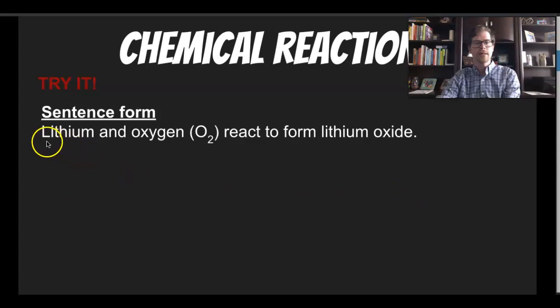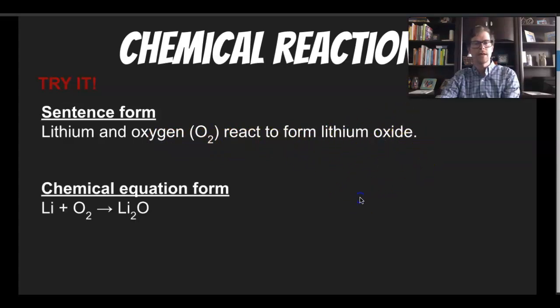All right, welcome back. Let's see how we did. So lithium, we look up on the periodic table, that's Li, and we put a plus for the and. O2, we already gave you. React to form, so that's going to become our arrow, lithium oxide, and so our drop and swap is going to be needed there. So Li plus O2 yields Li2O. So lithium oxide is written out this way. You got to drop and swap to figure that out.